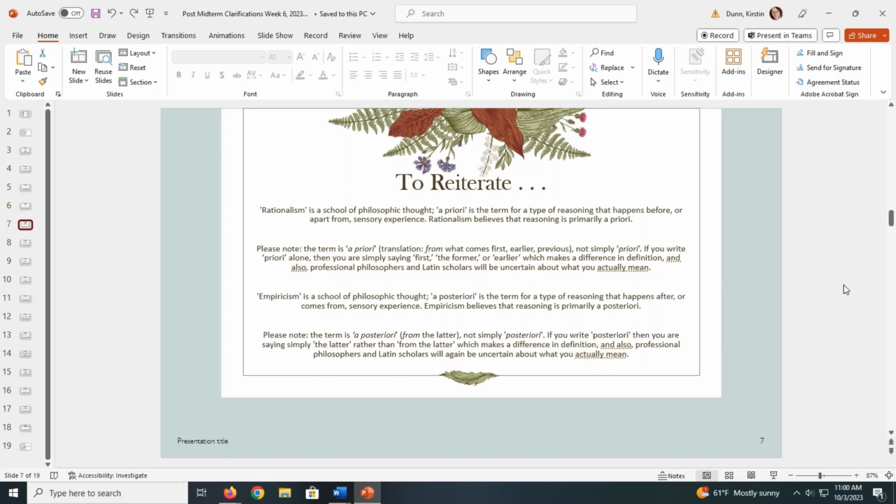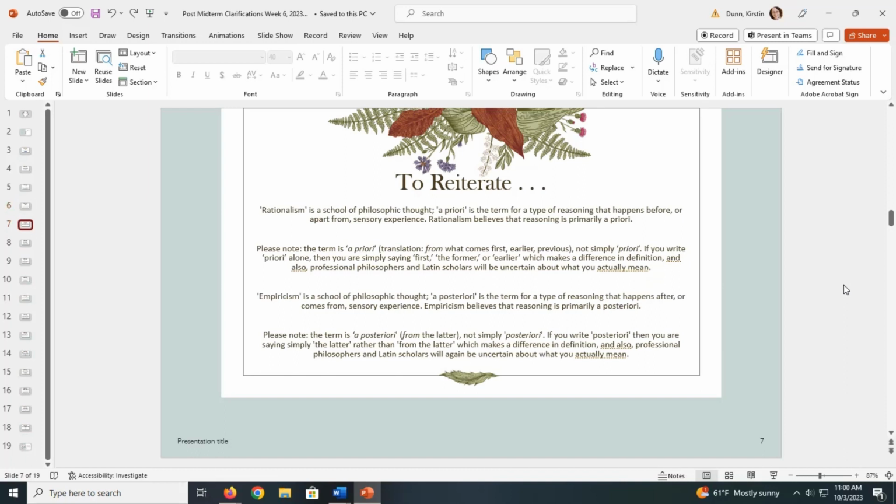To reiterate, rationalism is a school of philosophic thought. A priori is the term for a type of reasoning that happens before or apart from sensory experience. Rationalism believes that reasoning is primarily a priori.